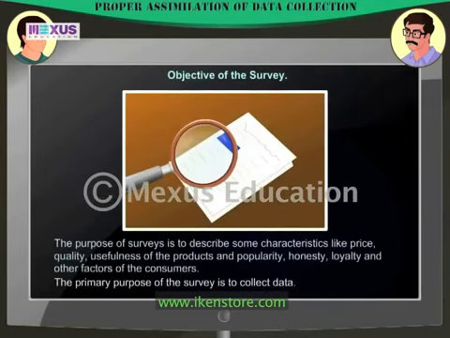Thus, technically speaking, the purpose of surveys is to describe some characteristic like price, quality, usefulness of the products, and popularity, honesty, loyalty, and other factors of the consumers. It helps to get a response from the people and can provide a larger picture of the functioning. The primary purpose of the survey is to collect data. The feedback form which you will fill after leaving a hotel or a restaurant is in fact a part of a survey.